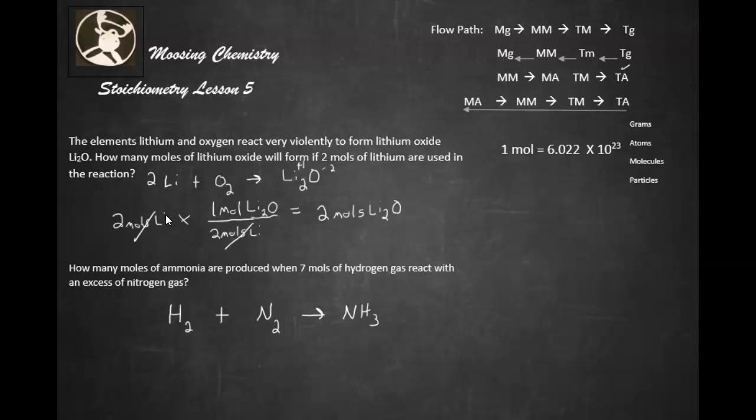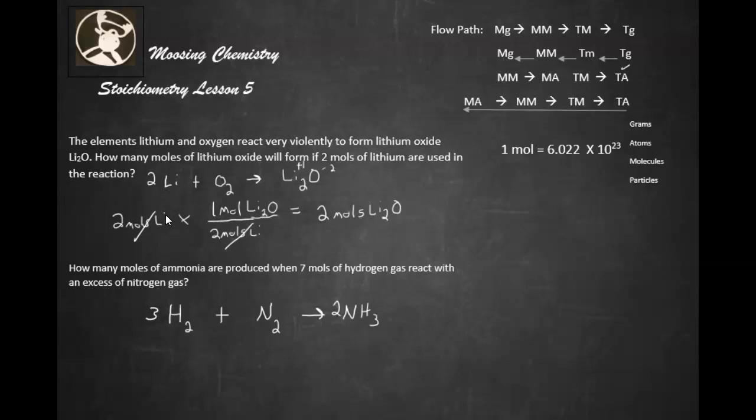Okay. So the first thing we want to do is make sure that we balance the chemical equation. So you have 3 hydrogens here and 2 hydrogens there. So we're going to have to go ahead and put a 3 in front of hydrogen and a 2 in front of nitrogen. And that will give us a balanced equation.